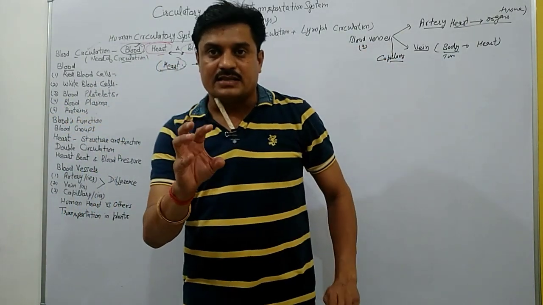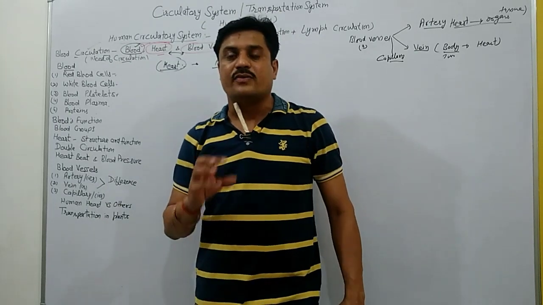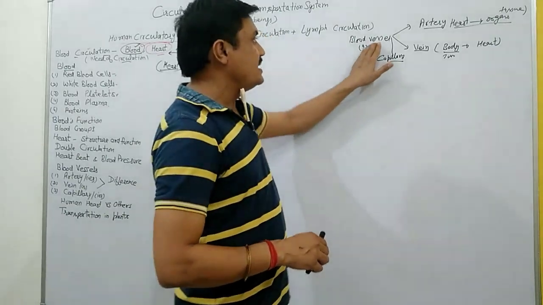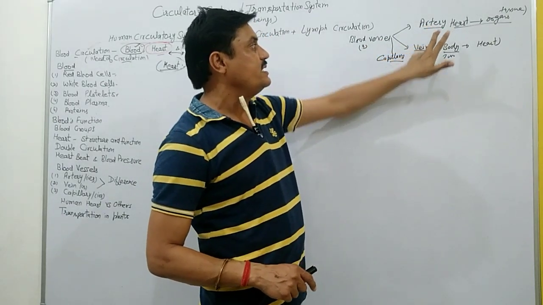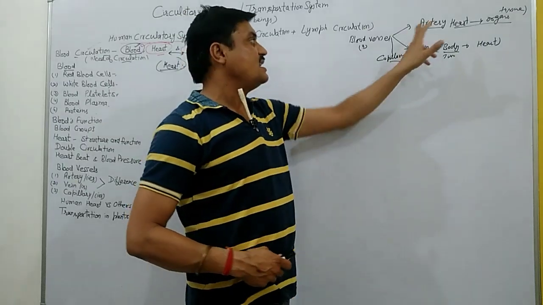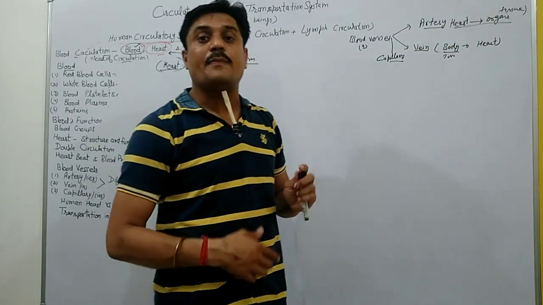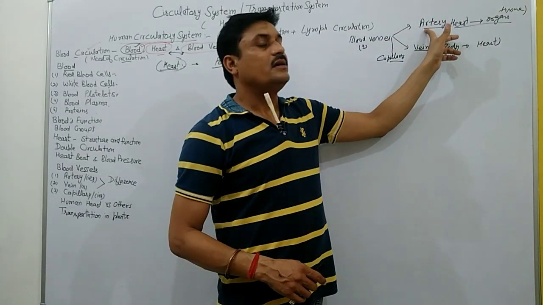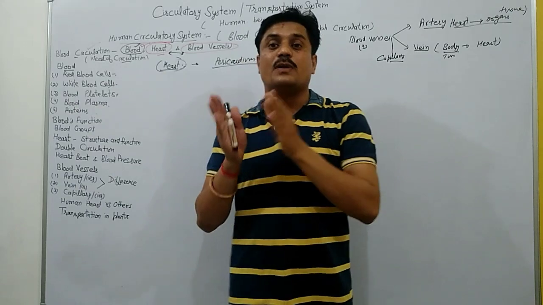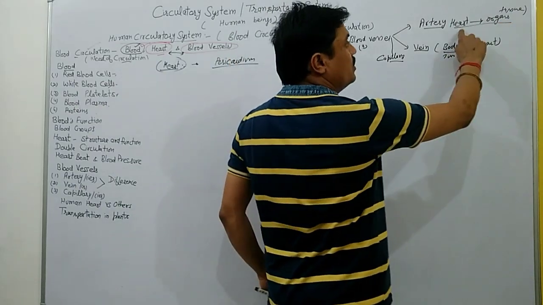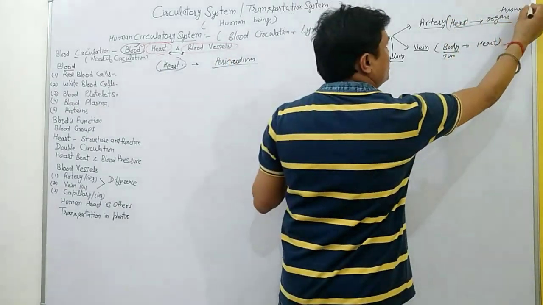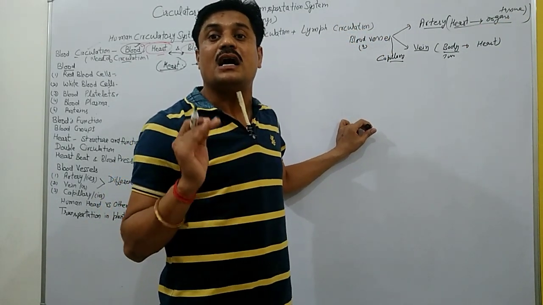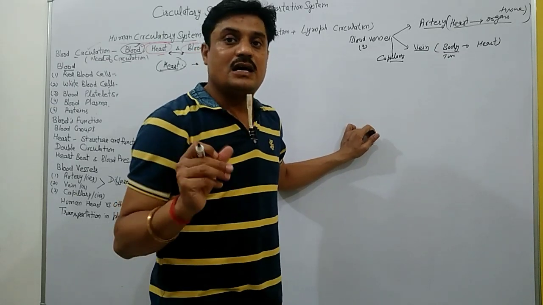Just for a reference, I am giving the definition of the blood vessels. We will discuss in detail all the blood vessels in the later part of the video. The blood vessels are mainly of three types: artery, vein, and capillary. Which blood vessel is called artery? A blood vessel which carries blood from heart to tissue. Because it takes away blood from heart, this blood vessel is called artery.